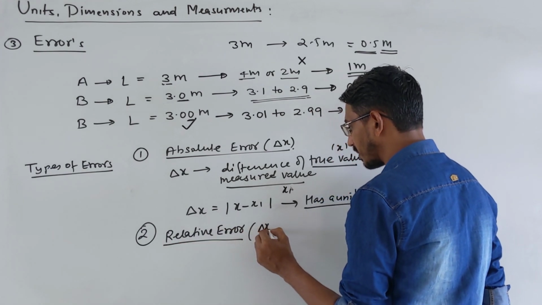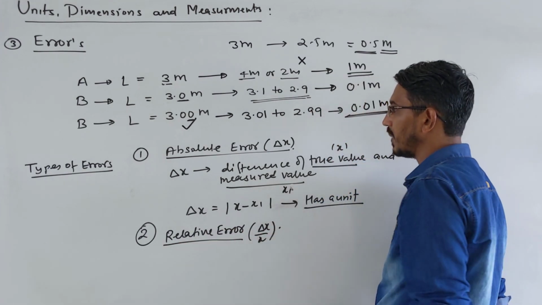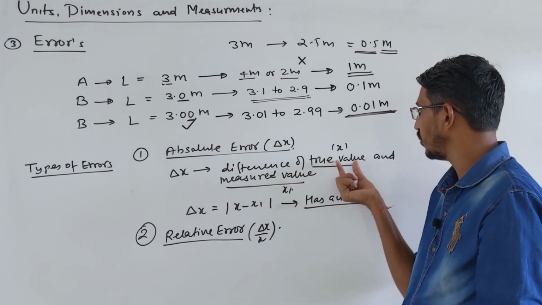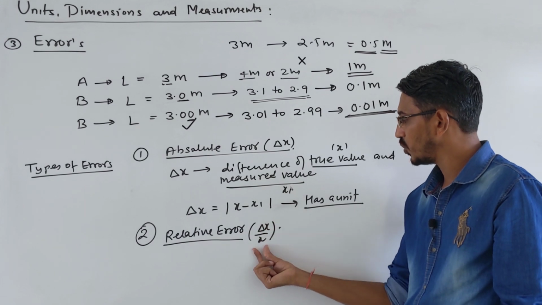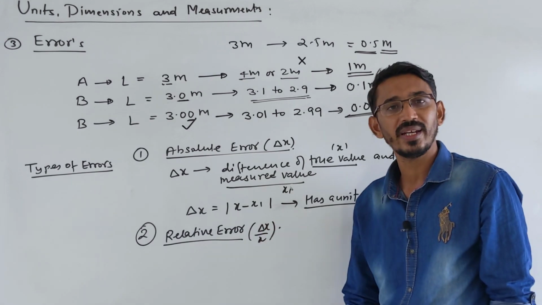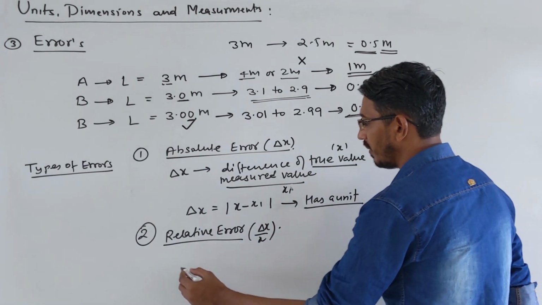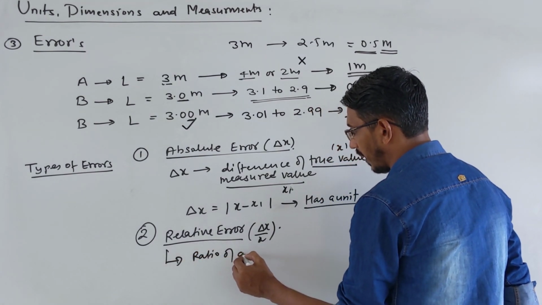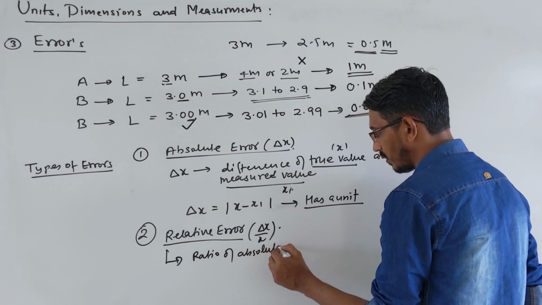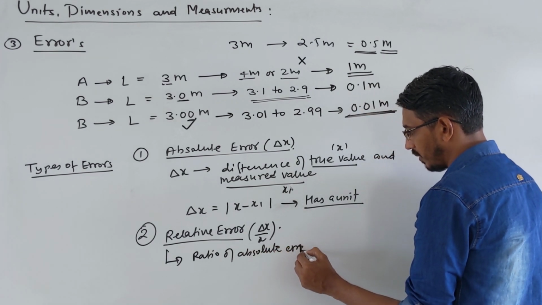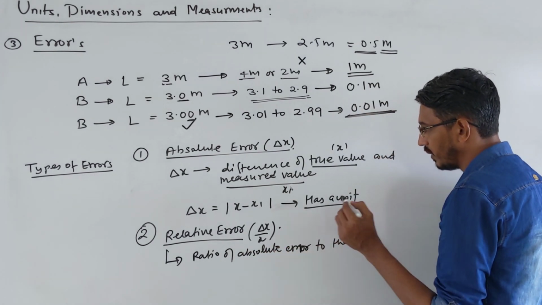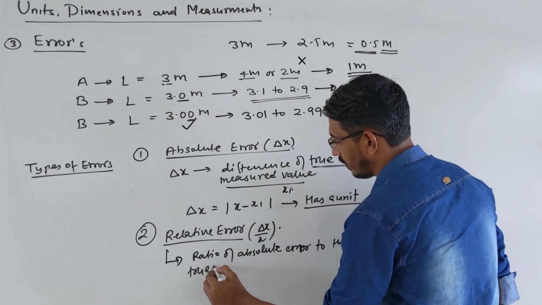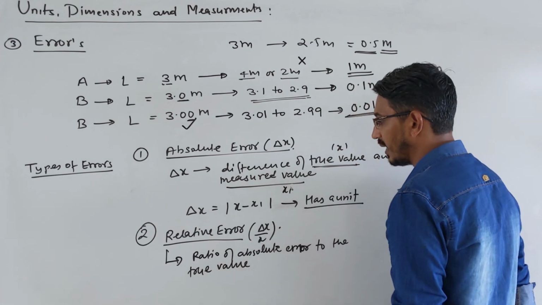We represent it by del x by x. So it's very simple. What is this? Del x is called absolute error. X is your true value. So absolute error by true value, this ratio is simply called relative error, right? So how do I write the definition? We say that the ratio of absolute error to our true value, right? This is called your relative error, right?